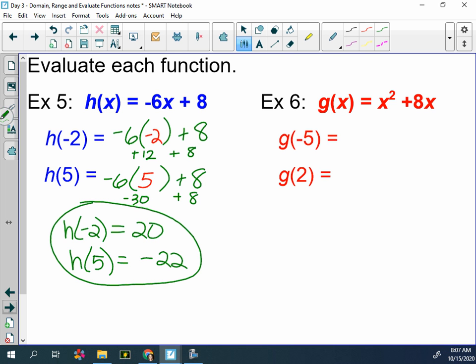Okay, try number 6. It does have that x squared in it. So remember what we talked about earlier when plugging negatives in and you're squaring them. So go ahead and simplify that second one.